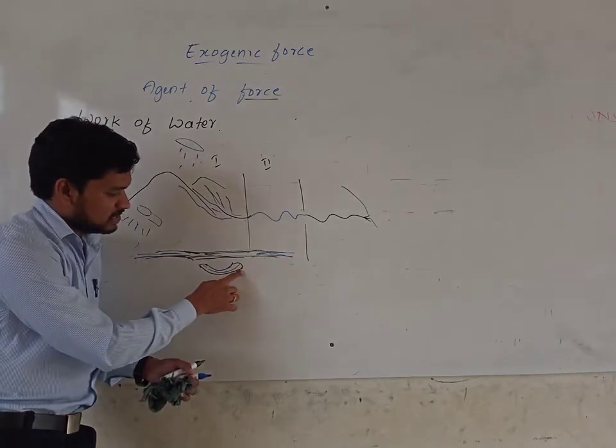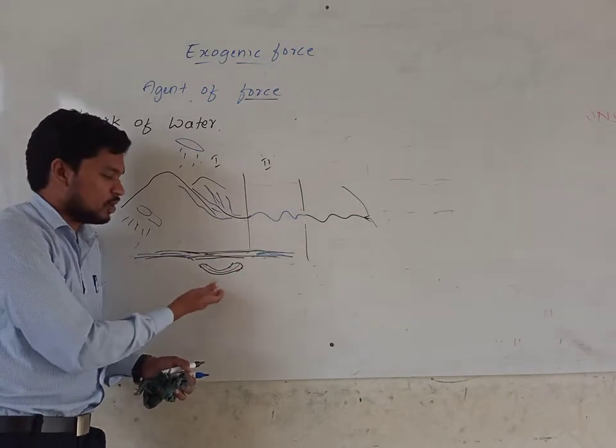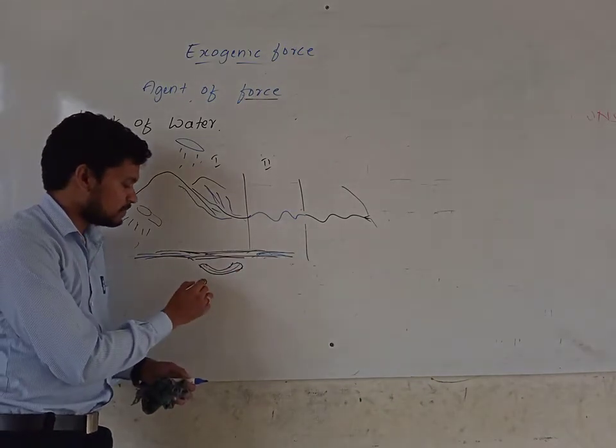The portion which is earlier it was part of a river but not now. It's called an Oxbow Lake.